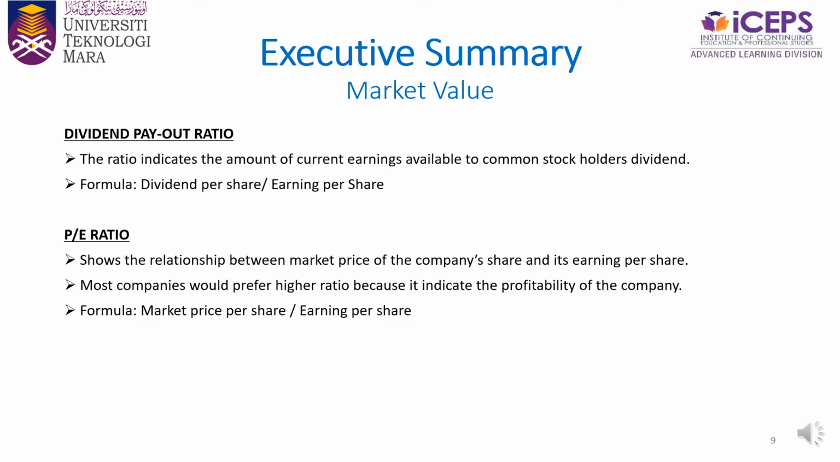And then the last one for the executive summary is market value. So we have dividend payout ratio, which is the ratio that indicates the amount of current earnings available to common stockholders as dividends. The formula is dividend per share over earnings per share. And then the last one is PE ratio, which shows the relationship between the market price of the company's share and its earnings.